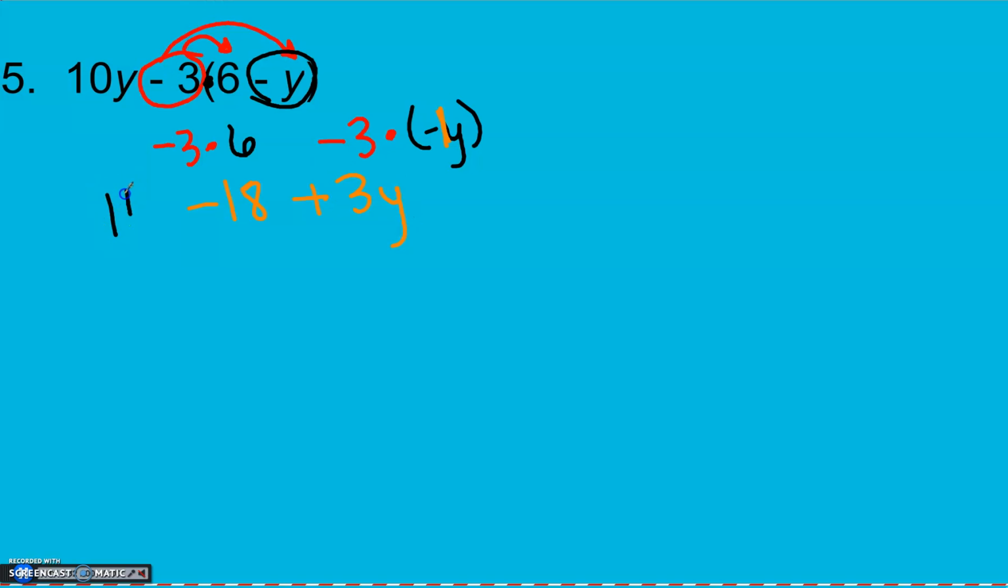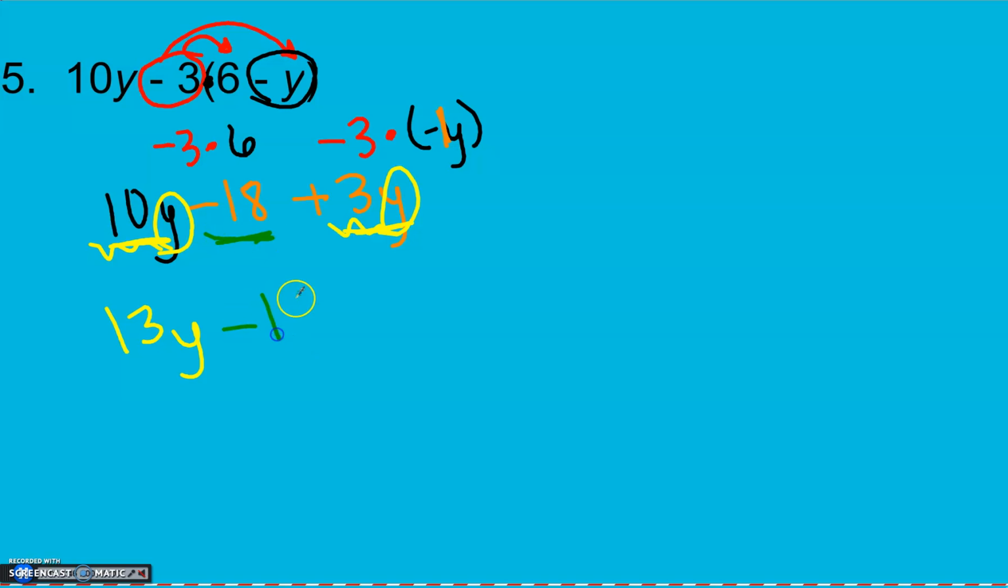I did not change that 10y. I look for like terms, my y's here. I keep my y, do the operations on my coefficients, and get 13. And then I did not change this -18. There was nothing to combine it with, so I leave it as just 13y minus 18. I'm going to stop here, and I'll finish in another video.